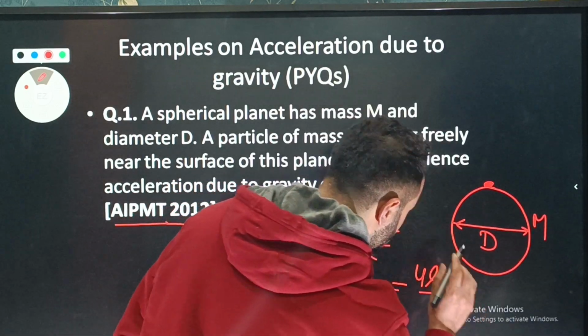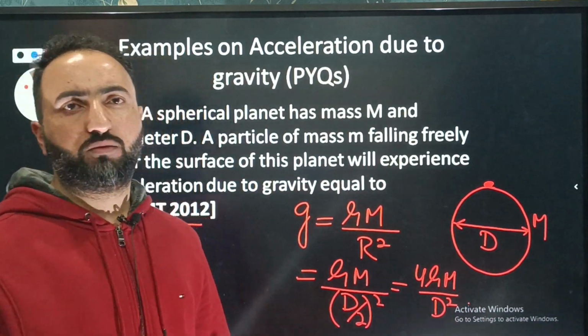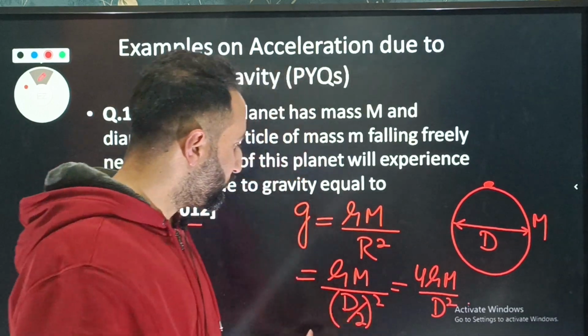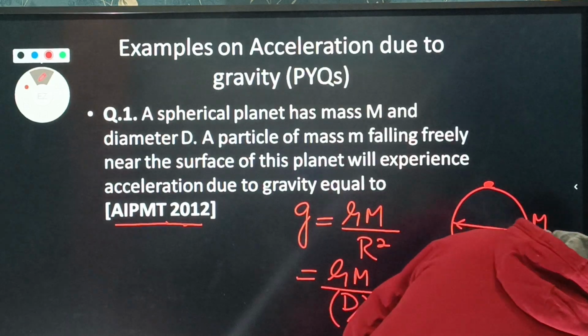तो ये रहा इसका आंसर. ठीक है ना बेटा? Okay, not that difficult problem. It's quite easy. Simply, you have to replace the radius by the diameter divided by 2. तो 2 का square आएगा बेटा 4, so it will be equal to 4 times GM divided by D square. All right. Okay. Let's switch to another example.